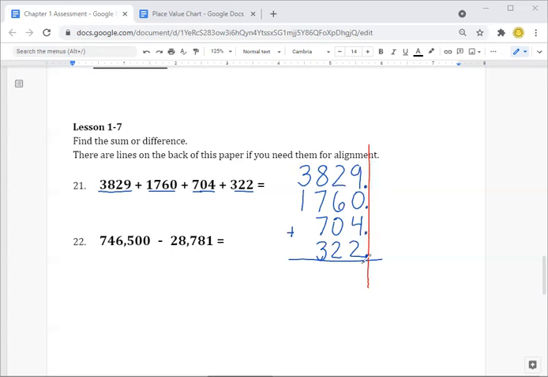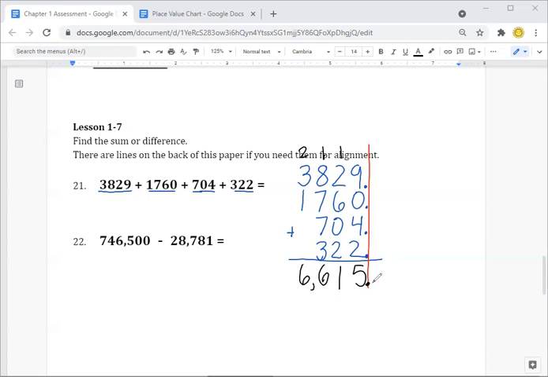Now we can go after the actual adding part. 9 and 4 and 2 makes 9 plus 4 plus 2. That's 15. Carry the 1. Then 1 and 2 and 6 and 0 and 2. That makes 11. And then 1 and 8 and 7 and 7 and 3. That makes 26. And then 2 and 3 and 1. That makes 6. So our final answer here is 6,615.